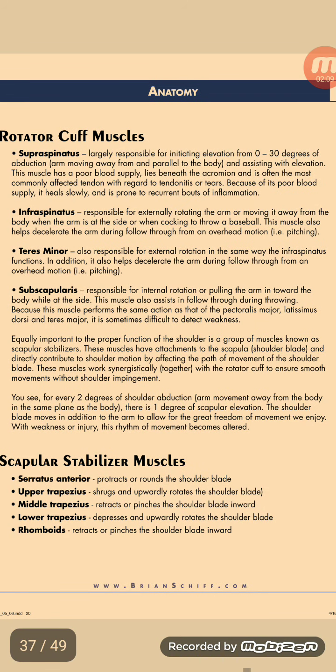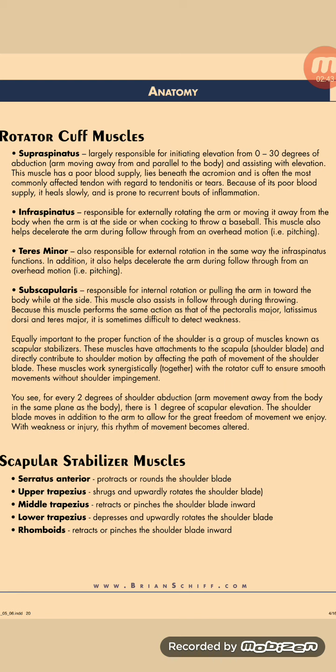Rotator cuff muscles. Supraspinatus, largely responsible for initiating elevation from 0 to 30 degrees of abduction, arm moving away from the parallel of the body, and assisting with elevation. This muscle has a poor blood supply, lies beneath the acromion, and is often the most commonly affected tendon with regard to tendinitis or tears. Because of its poor blood supply, it heals slowly and is prone to recurrent bouts of inflammation.